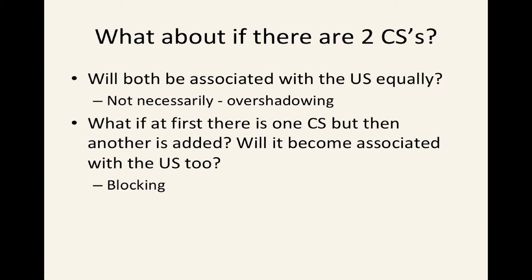Now we're going to look at another case. What if at first there's one conditional stimulus, but then another one is added? Will it become associated with the unconditional stimulus as well? And this gets us to something called blocking. As the name implies, in this situation we have a recipe for one stimulus to prevent an association from developing with another one. It's going to block the second one.